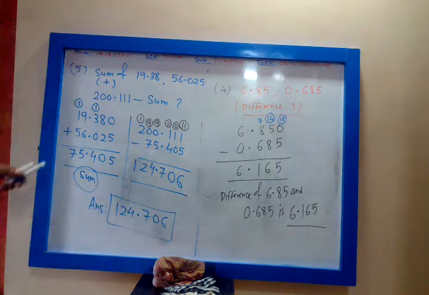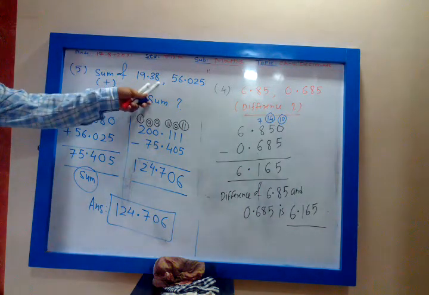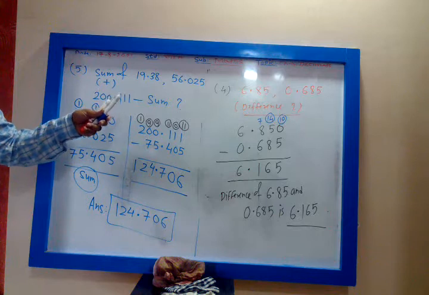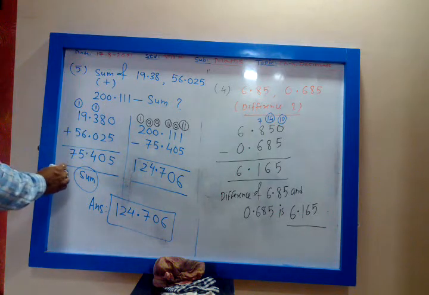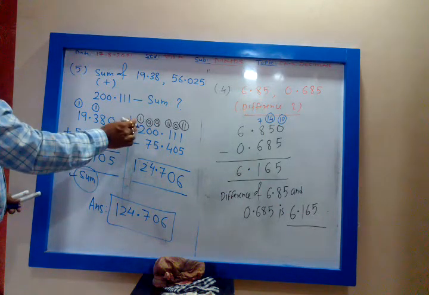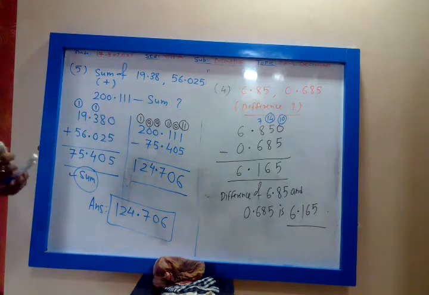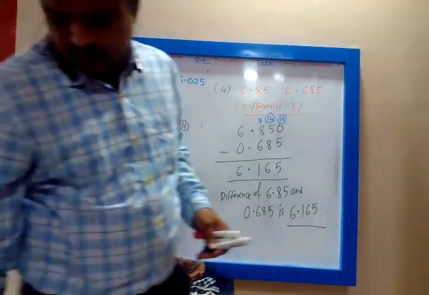So first you have to find the sum of these two numbers by converting them into like decimals. After finding the sum, that sum you have to subtract from 200.111. Answer is 124.706.